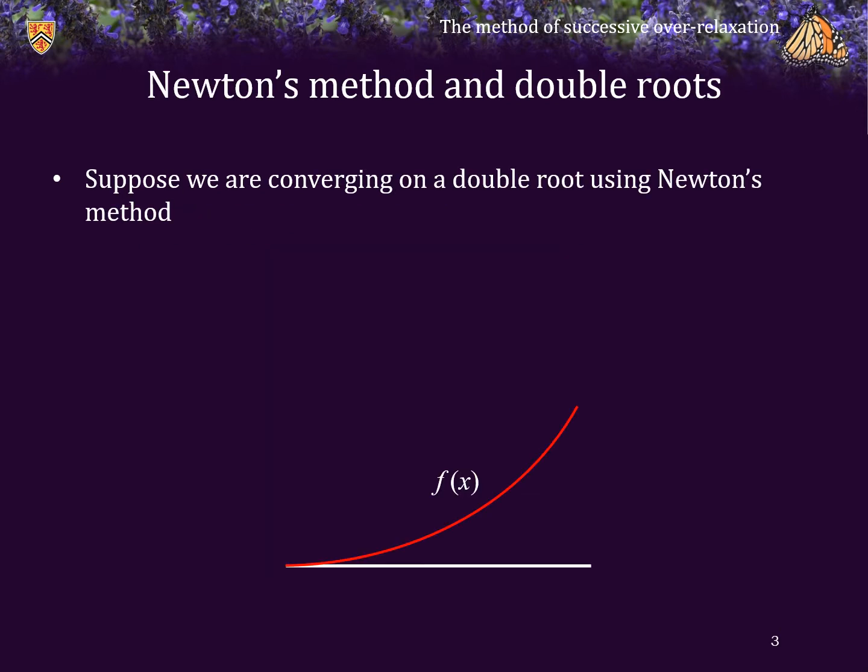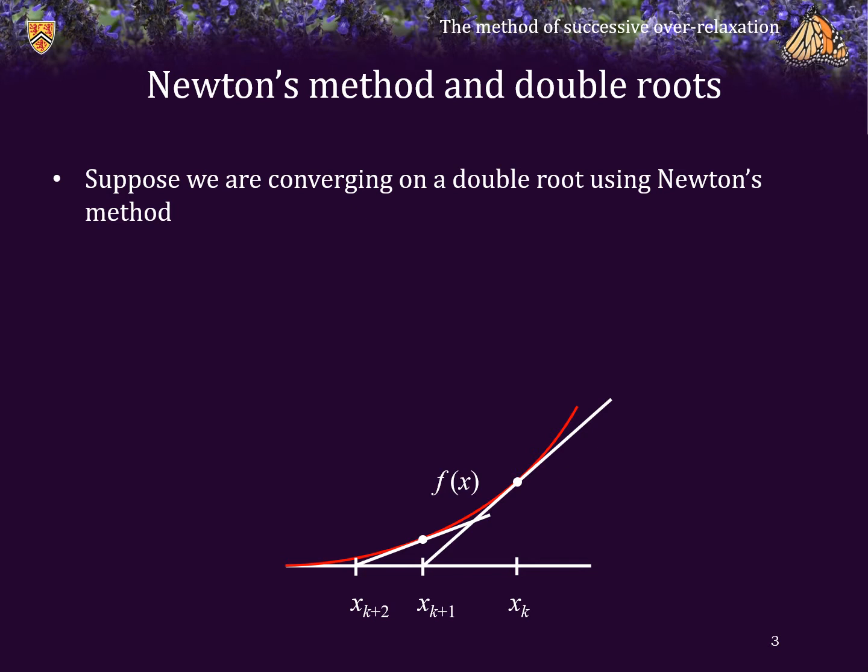Suppose that we are converging on not a single root, but a double root using Newton's method. Generally, engineers tend to avoid double roots since they tend to be unstable. However, just for argument's sake, suppose we have one approximation of the root. We find the tangent line, we find the root of that tangent line, and that is our next approximation. We evaluate the function at that point, find the tangent line, find the root of it, and that is our next approximation, and so on and so forth.